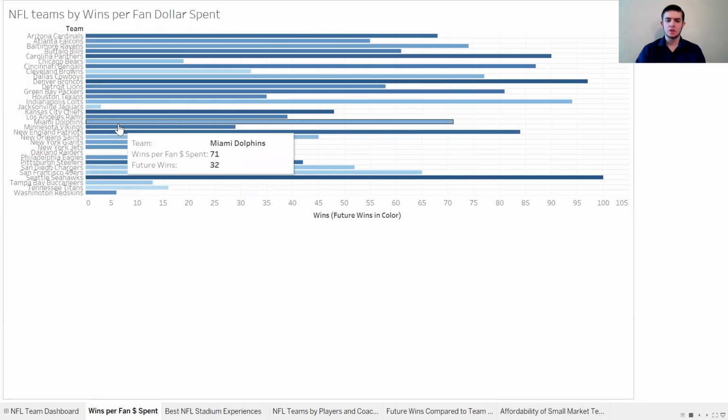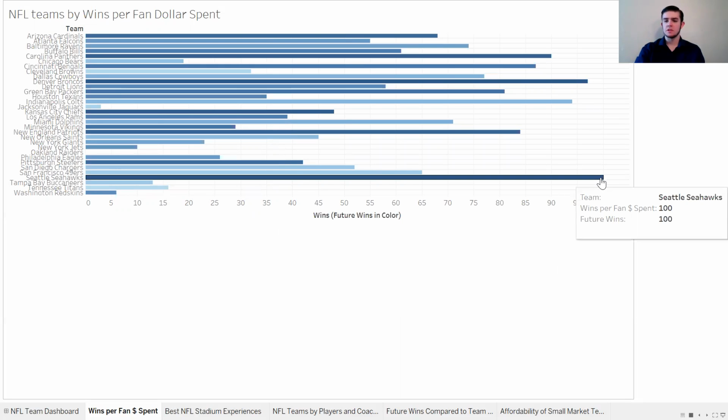Going into each one here, this is just the blown up graph, having all the colors. So future wins is the color function, and wins per fan dollar spent is along this axis here. So the Seattle Seahawks have 100 in both.